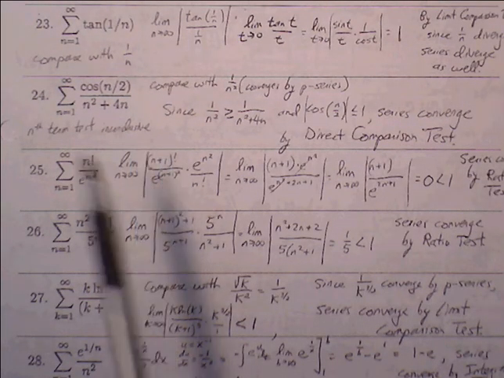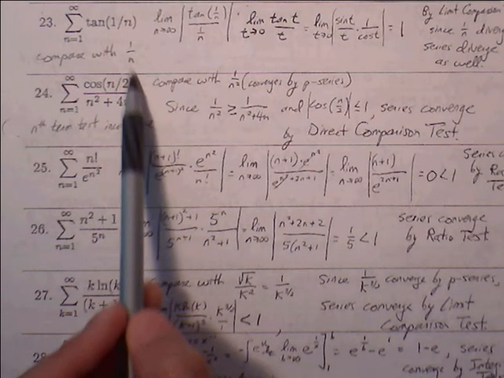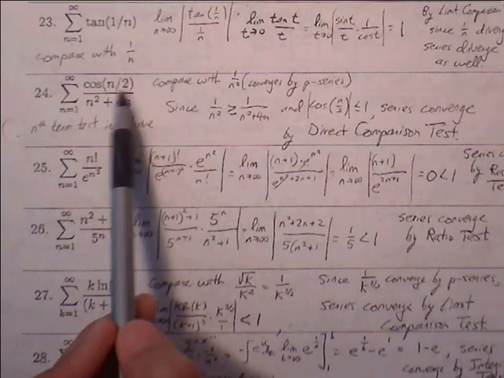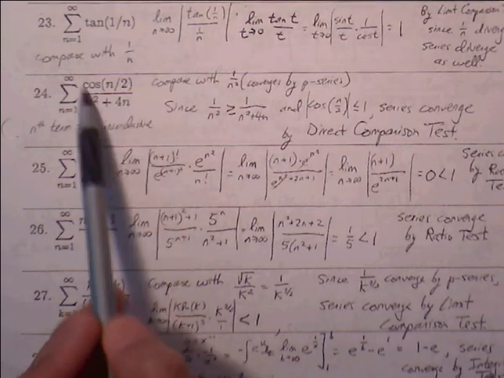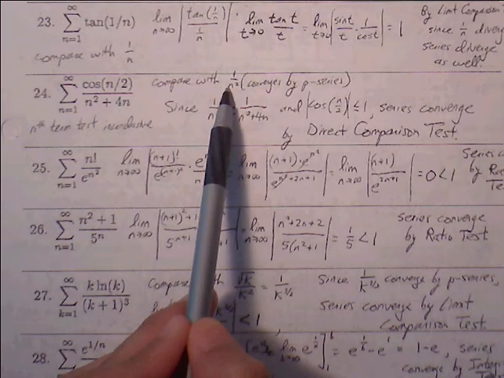Cosine of n over 2 over n squared plus 4n. We know that cosine of n over 2 will oscillate between -1 and 1. So if we compare this with 1 over n squared, for instance, we know that 1 over n squared will converge by the p-series.